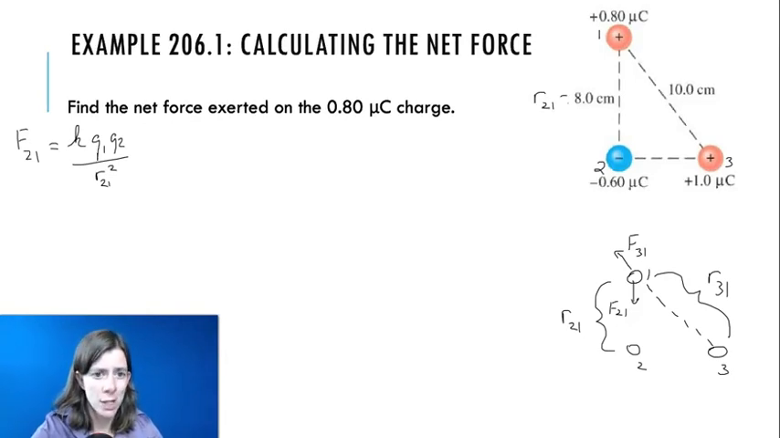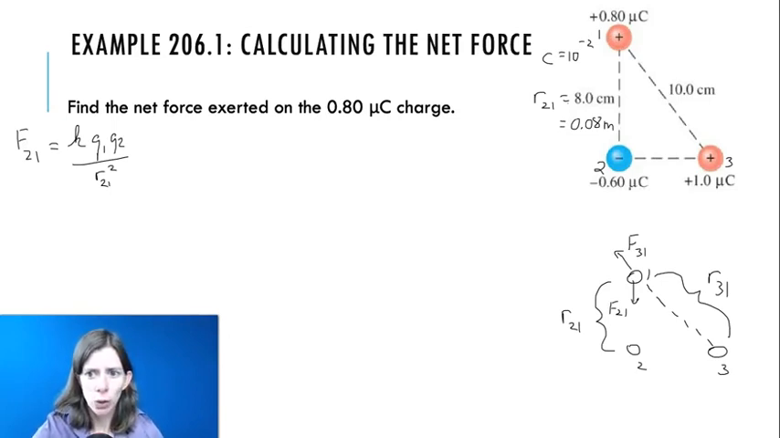Now, we do want to always have all distances in meters. So let's go ahead and rewrite these r's here. So r21 is going to be 8 centimeters. Divide by 100 to get your meters. Move the decimal places 2 to the left to get 0.08 meters. Remember, centi is 10 to the negative 2. So that's 0.08 meters for r21.